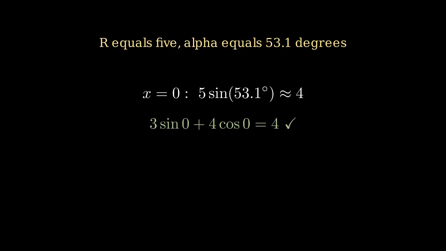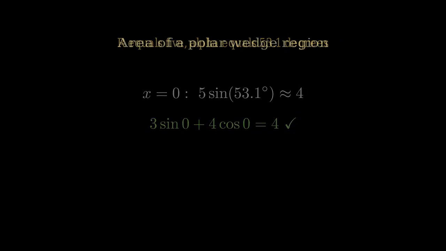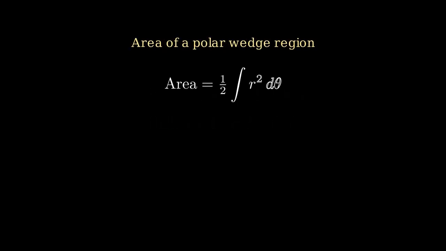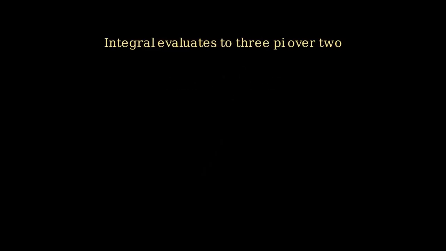3 sine 0 plus 4 cosine 0 equals 4. Now consider the area of a wedge-shaped region bounded by a polar curve, found using the formula area equals 1/2 integral of r squared d theta over the given angle range. Evaluating this integral over the relevant limits gives an area of 3 pi over 2. Checking, this value is positive and smaller than the area of the full circle of the same radius, as expected for a wedge.